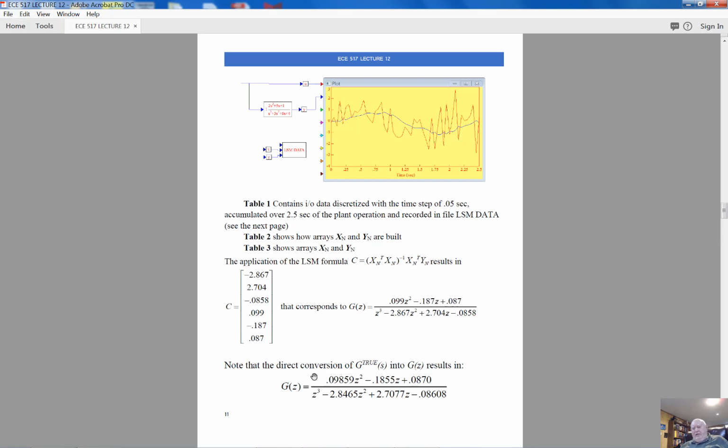Finally, the transfer function g of z right here, and you can see it. It was obtained by taking the original S domain transfer function and converting it into the Z domain using the zero order hold option. Results are not bad at all. Not bad results. Which one you will trust? Obviously, this one is a more accurate one, but this one is a practical and a good result to use.